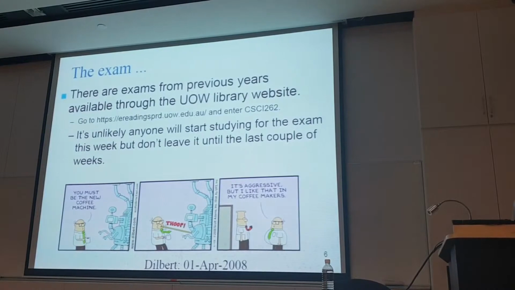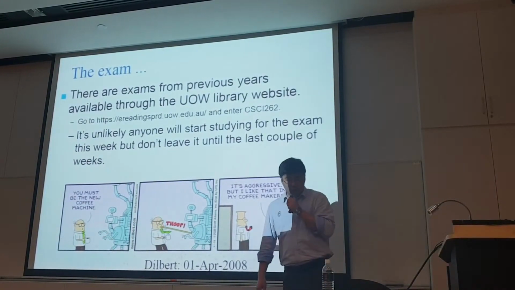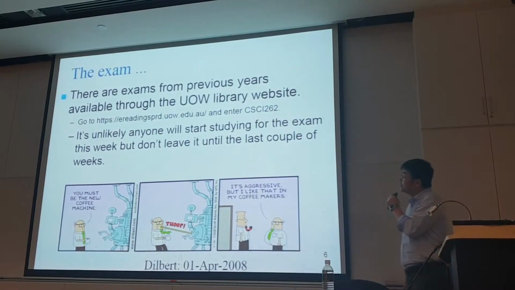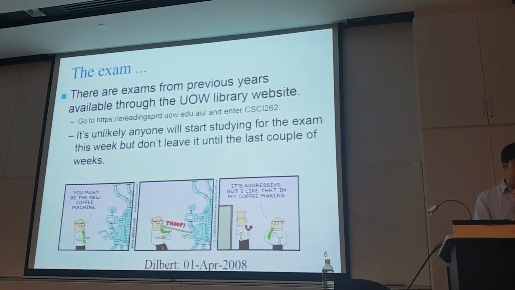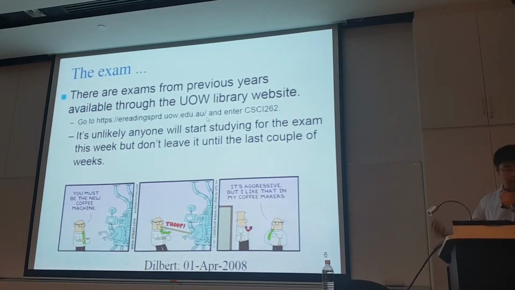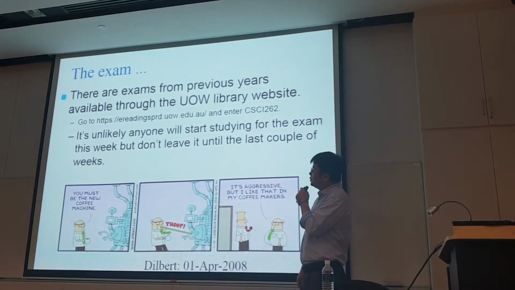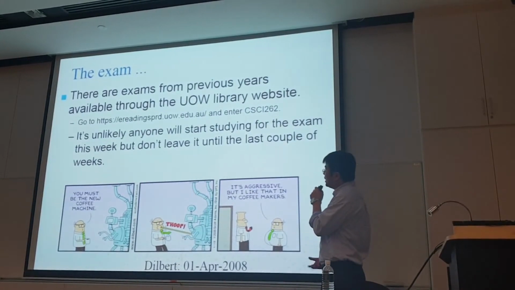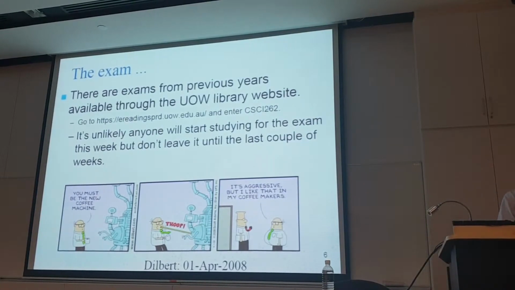For this subject, we actually provide the past exam papers on the UW website. If you want to see some past exam papers, you can go to this website. I just updated this link because the previous link has expired. If you go to this link, you can find all the past exam papers, and then you can search the exam papers for this subject by entering the subject code.